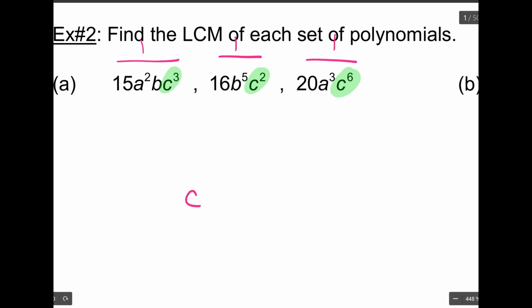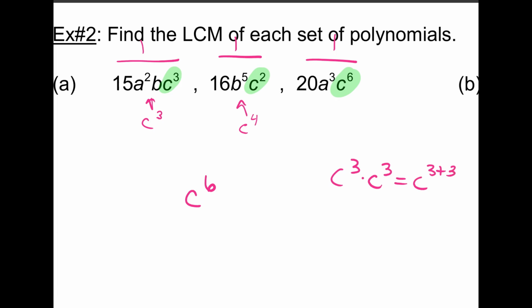So I see that c to the sixth, I could multiply each of these by some c, like this I could multiply by c cubed, this I can multiply by c to the fourth, and that would get me up to c to the sixth. When you multiply bases, you add the exponents. So I'm multiplying c cubed times c cubed. That's the same thing as c to the 3 plus 3. Okay, so now that I have the c's, I'm good there.